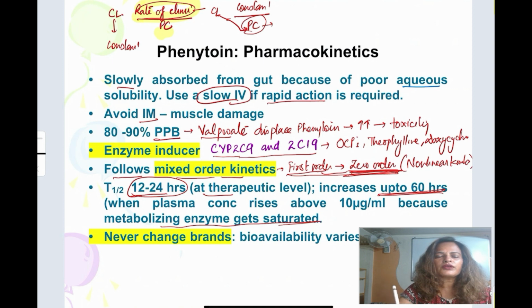Then another important point in phenytoin is never ever change the brand of phenytoin, because the bioavailability varies. I have made one video on bioavailability, where I explained bioequivalence in detail, taking the example of phenytoin. Again, I will give the link in the description box, so you can see in that video why we should not change the brand of phenytoin.